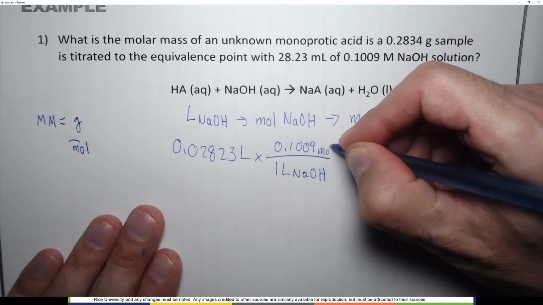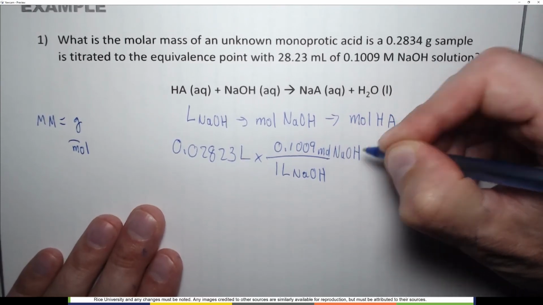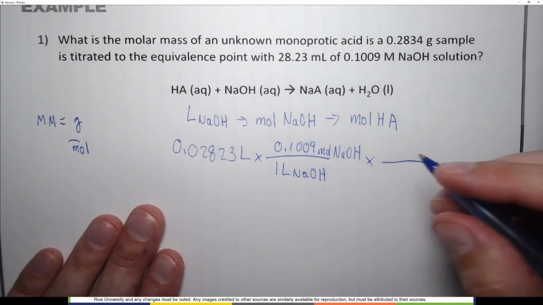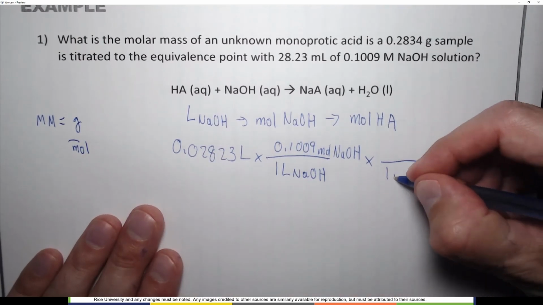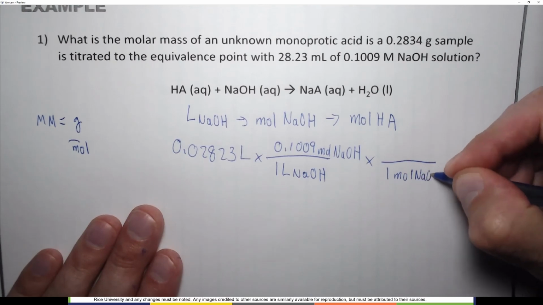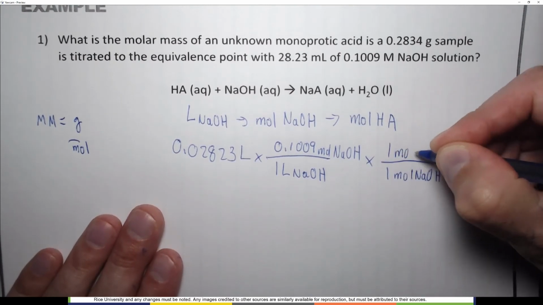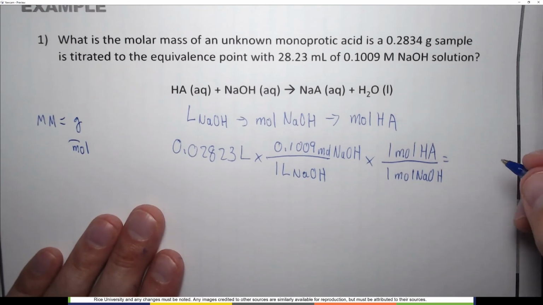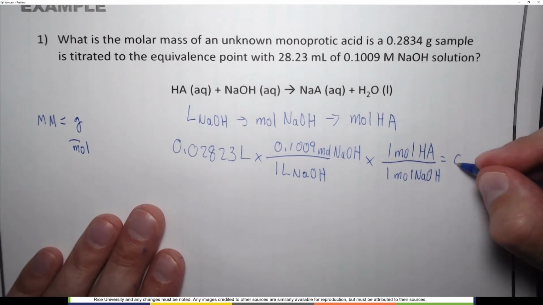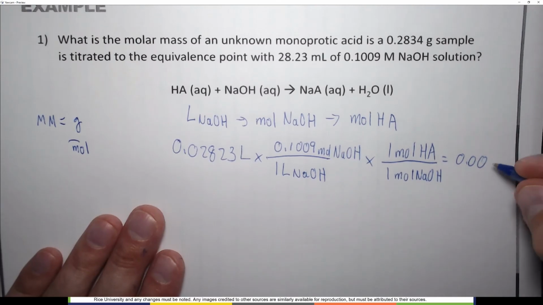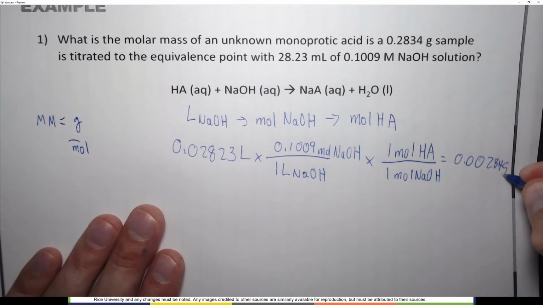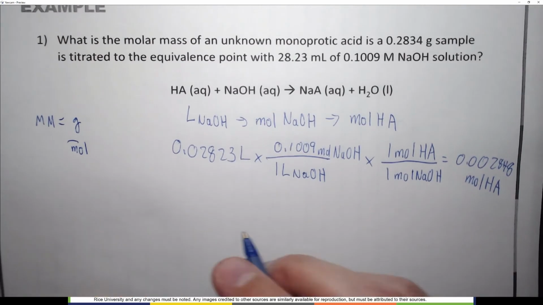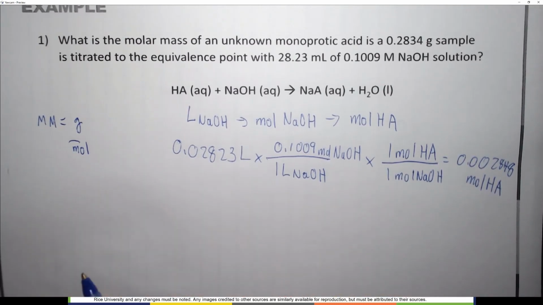0.1009 moles of NaOH. Times, now we want to convert from moles of NaOH to moles of HA. Well, they have a 1-to-1 stoichiometry. So for every 1 mole of NaOH, there's 1 mole of HA. And when we do all that math, we find that there are 0.002848 moles of HA. Now we can plug this into this molar mass expression.